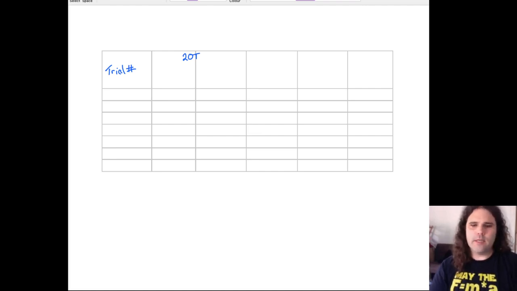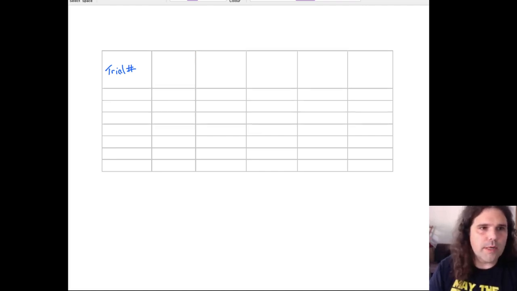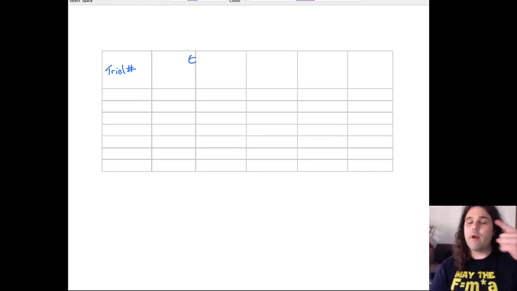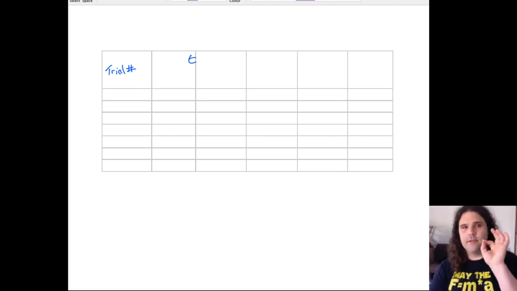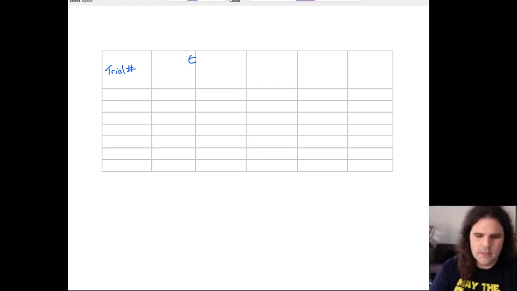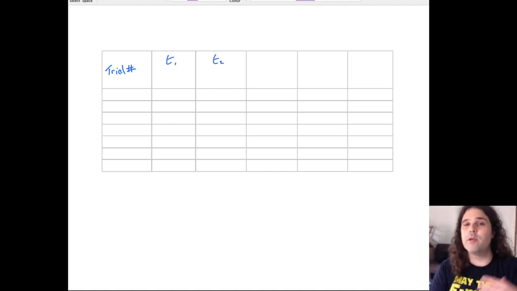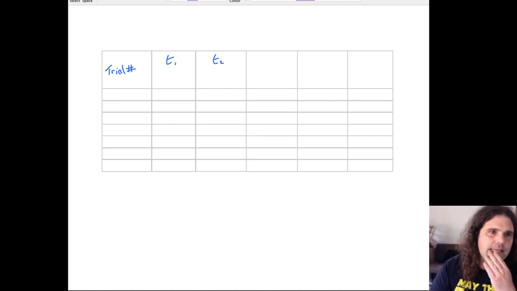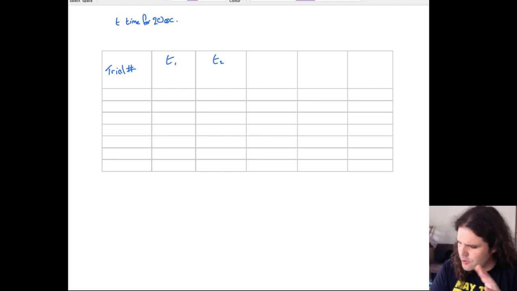something like 20t, 20 oscillations. Or you could just write t, whereas somewhere else you have defined what t is, as in t is the time for 20 oscillations. Lowercase t, because capital T is the period. So we could have, for example, t1, t2 for our 2 repeat readings. So t is time for 20 oscillations. Okay, so I'm just going to do headings first.